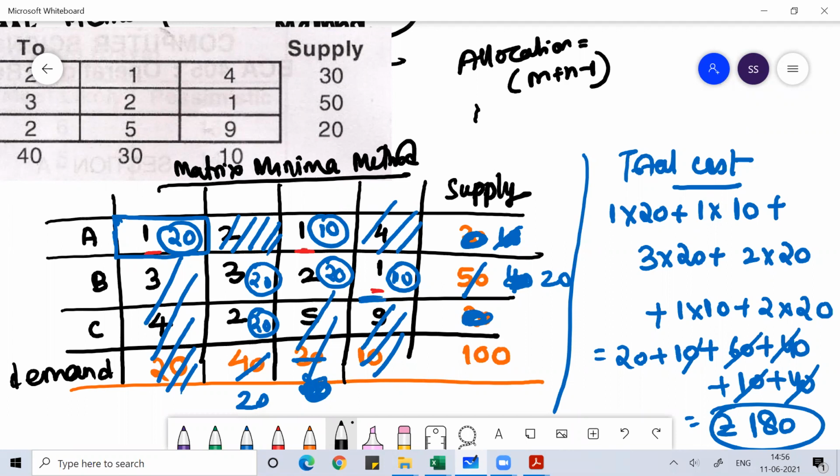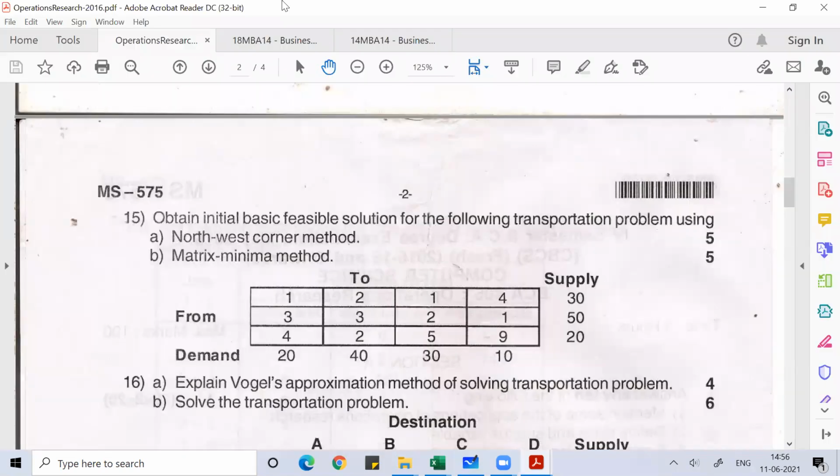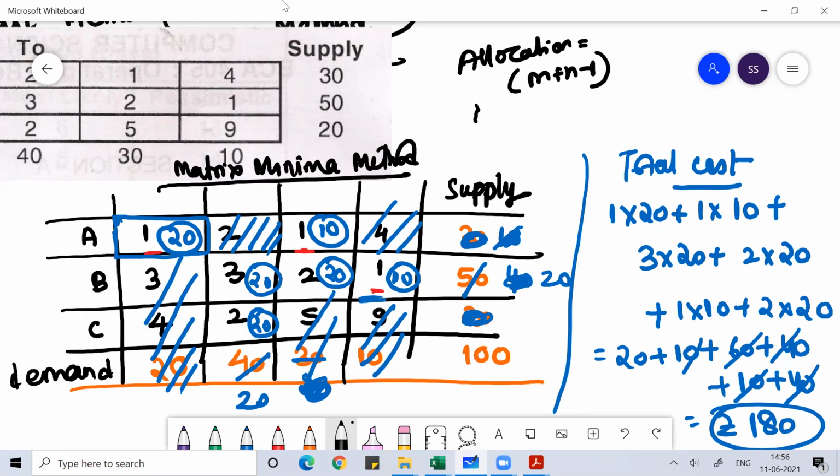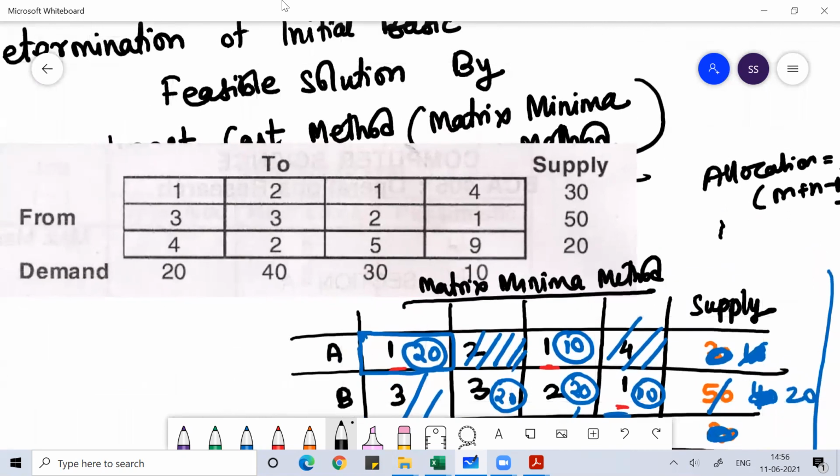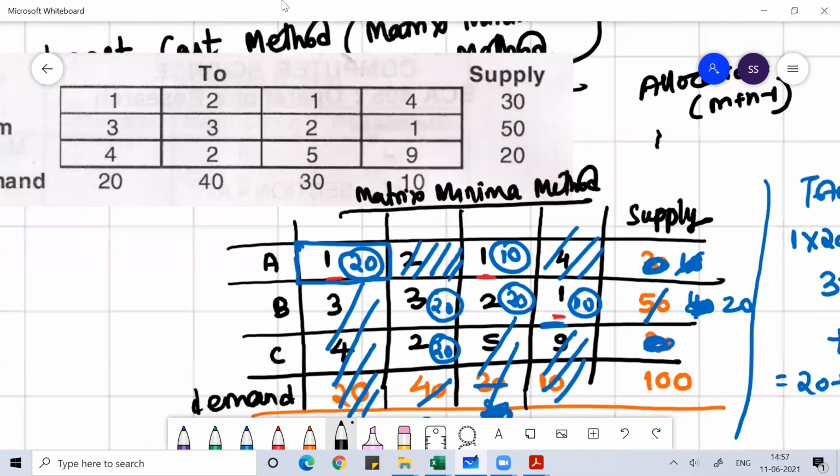Anyone, any doubt? Any doubt, anyone, guys? Understood, right? Matrix minimum method.